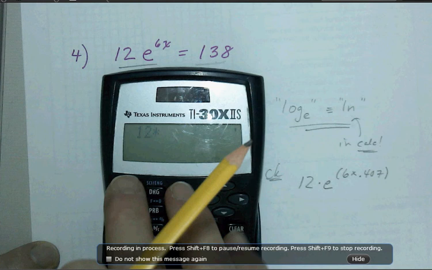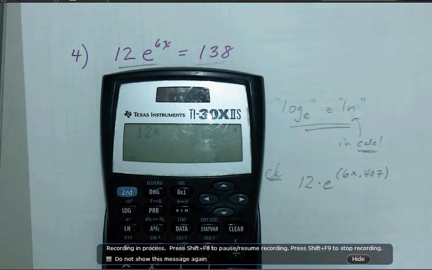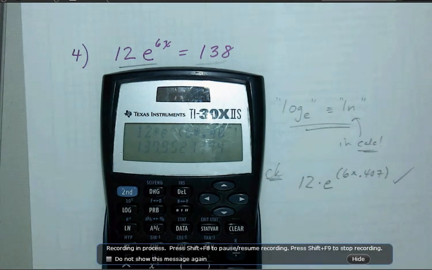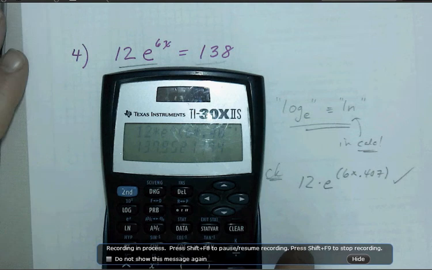12 times e to the x, right? And interestingly enough, we can see that e to the x and ln are keys that are the same because they're inverses of each other. So that's why they're on the same key or key sequence. One's the second of the other. 6, oops, helps if you type 6. 6 times 0.407. And there it is, 137.95. Yeah, I think we've got 138. I think it checks out. And so we clearly have the answer.